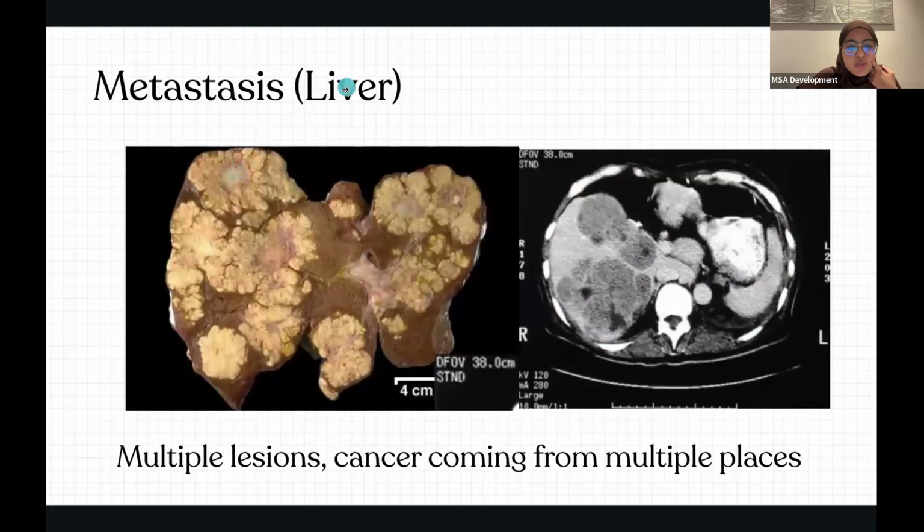Moving on to metastasis, which means the spread of cancer elsewhere from its original location, so secondary to. Here you can see liver metastasis. There's multiple lesions, so they're all coming from cancer in different places. And here's a CT scan of a liver metastasis. The gray parts are the metastatic lesions.